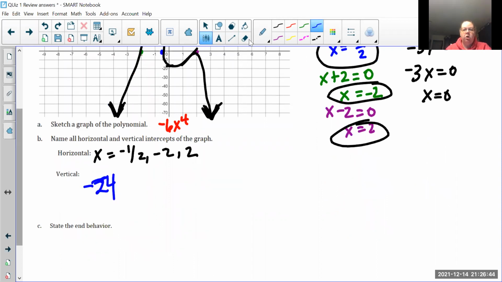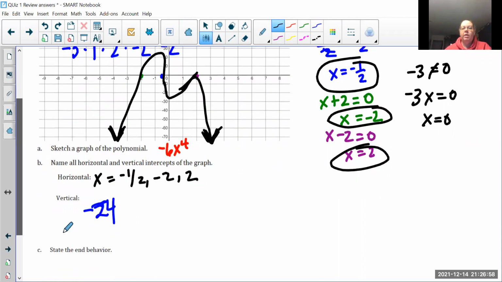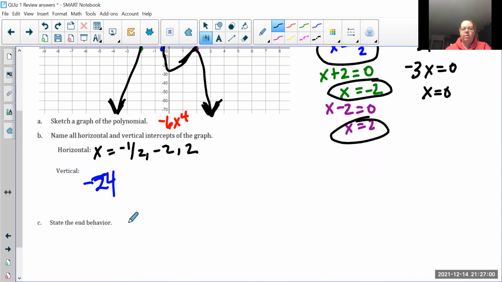So then we can adjust our graph so that this part goes down to -24. And for my students, this is why we set our scale once we have the constant. All right, and then state the end behavior; we already said it was negative, negative.